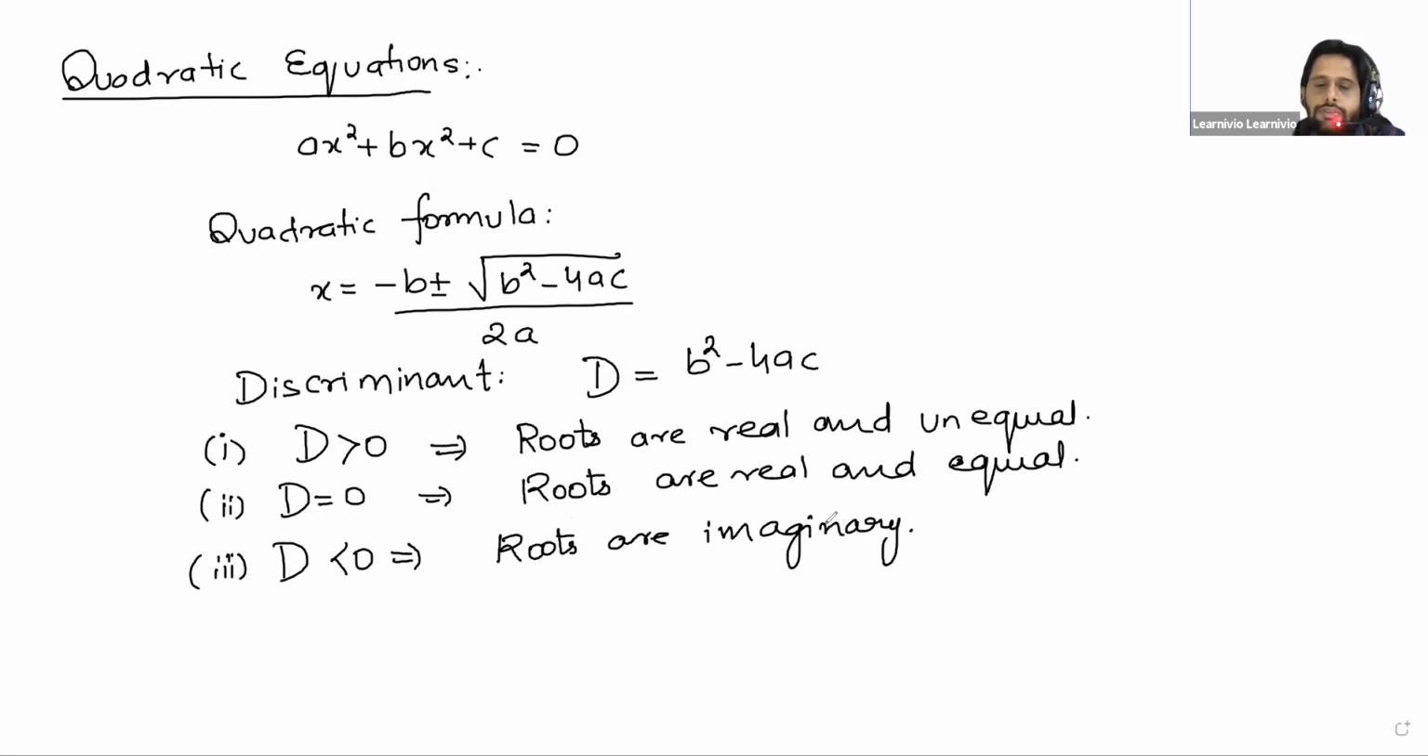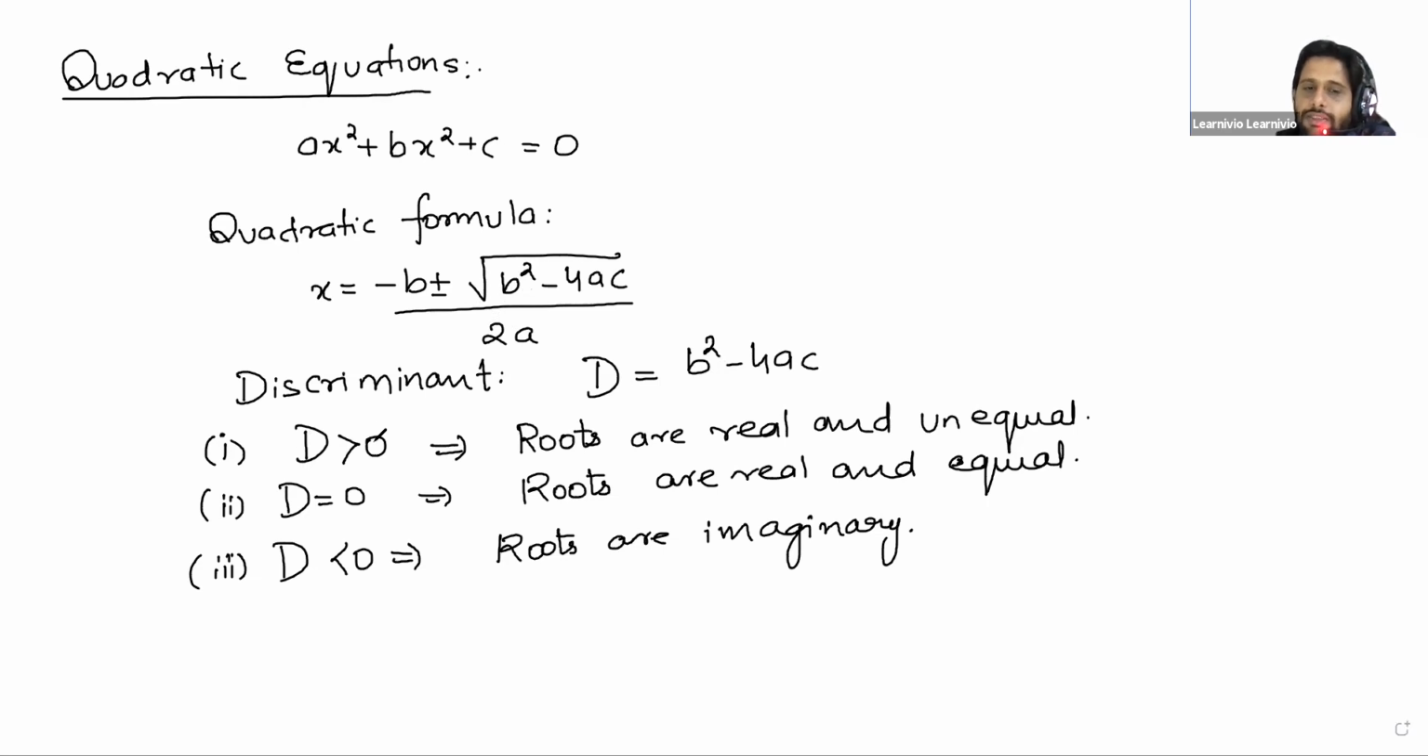Okay, now what is meant by this? What are roots? This is a quadratic equation, and when we solve this, we get the value of x. Those are called the roots. So to find the roots of a quadratic equation, we have the quadratic formula: x is equal to minus b plus minus under root of b square minus 4ac by 2a. This formula you must have used in class 10th. Next, we calculate the discriminant, which is b square minus 4ac.